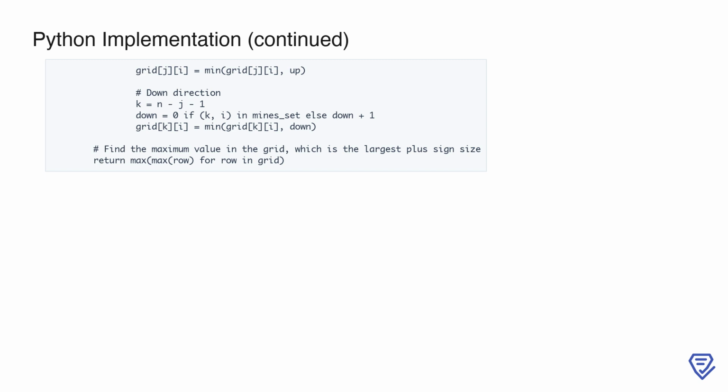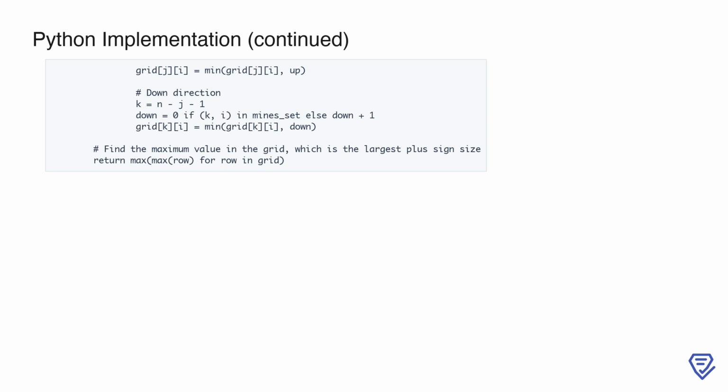For the up direction, we traverse from the top to the bottom of the column. If the cell is a mine, we reset the count to 0, otherwise, we increment the count and update the grid with the smaller value between the current count and the existing value. For the down direction, we traverse from the bottom to the top of the column, following the same logic. By the end of these iterations, every cell in the grid contains the minimum arm length from all four directions, effectively representing the largest plus sign that can be centered at that cell.